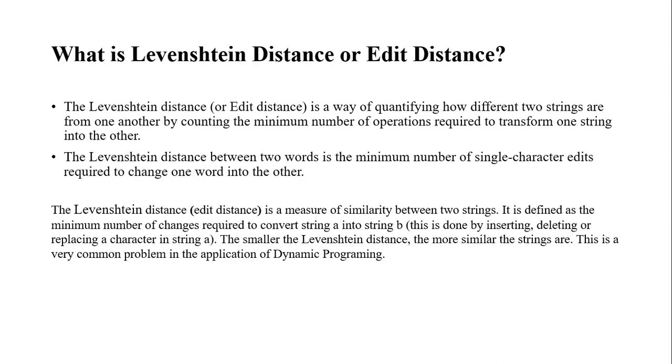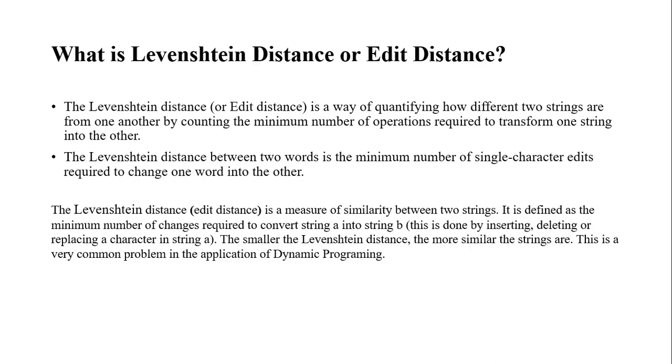What is Levenshtein distance or edit distance? The Levenshtein distance is a way of quantifying how different two strings are from one another by counting the minimum number of operations required to transform one string into another. The Levenshtein distance between two words is the minimum number of single character edits required to change one word to another word. The Levenshtein distance is a measure of similarity between two strings.